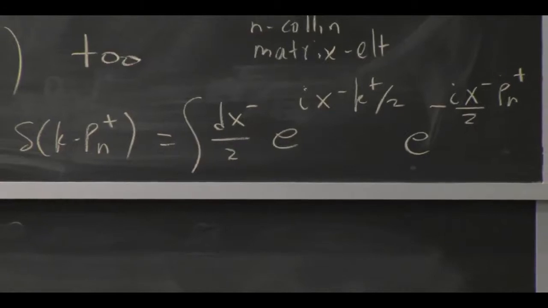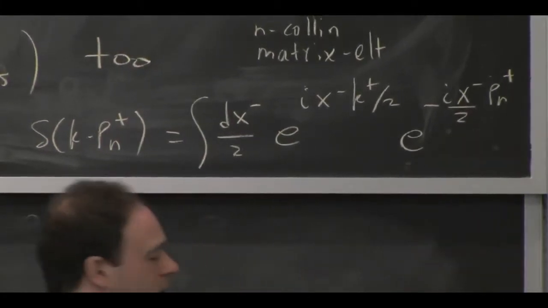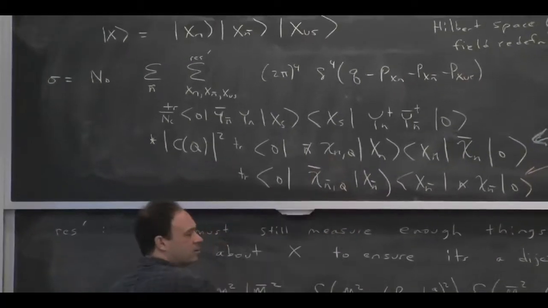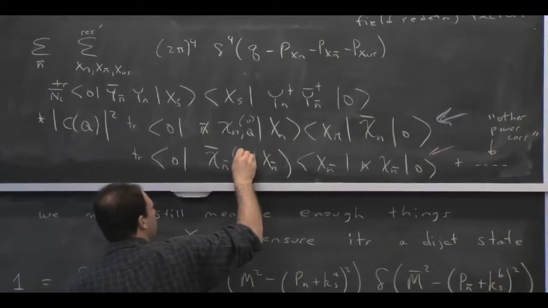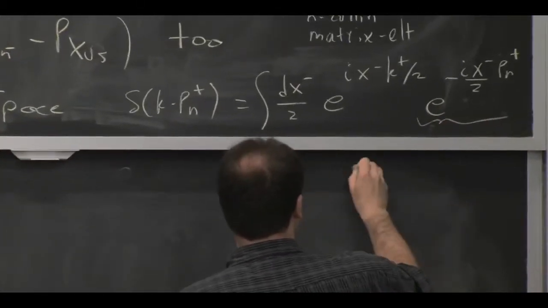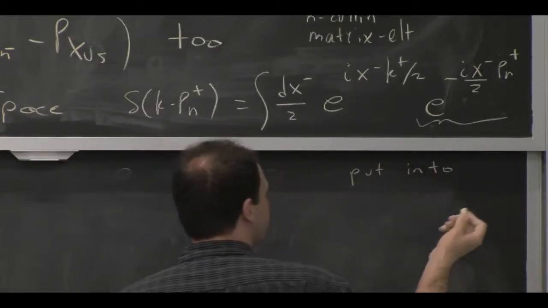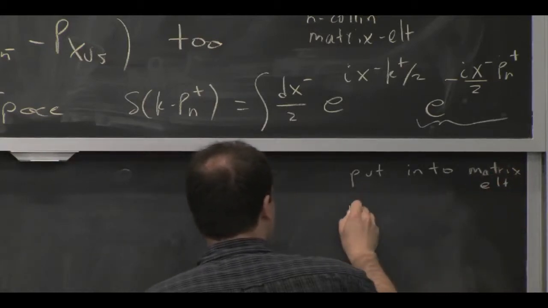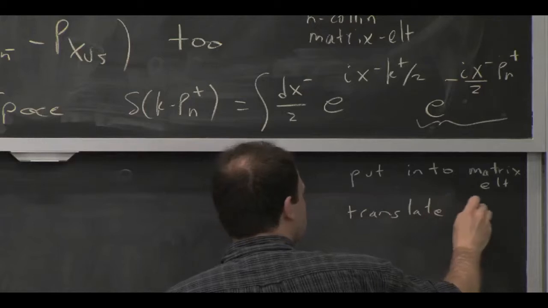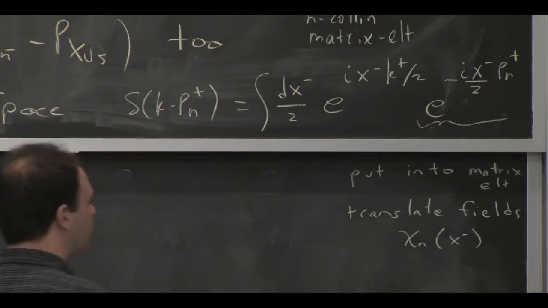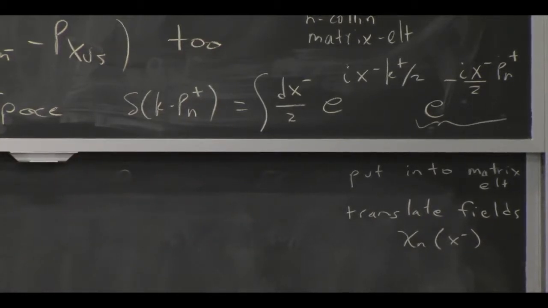operator, right? If you have an e to the i x dot p, you can put it into your matrix element, and you can translate the fields, which are in this formula all at 0. They're all at space-time 0. What you can do with this guy here is put it into the matrix element and translate the fields to point x. Then you'd have a chi n x minus. So that's how we can deal with that guy.